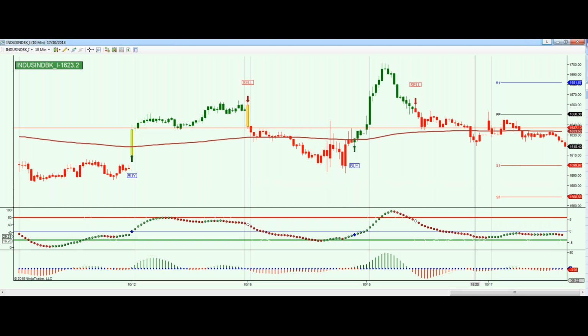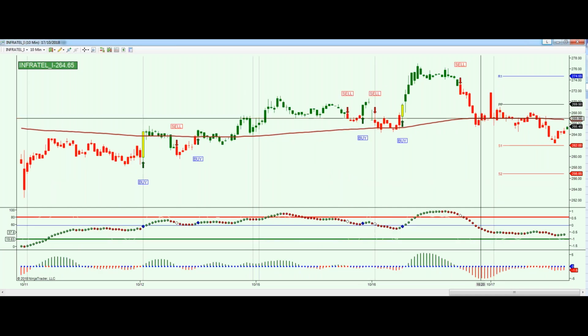Infratel, I had a sell call. It gave a very good profit. 264.90 was my entry, and it made a low of 262.50. So you always book your profit slightly above the S1 level. As soon as you enter into a particular trade, just let me know at what price you have entered. I can tell you the stop loss and the target for that particular script instead of giving for all the scripts. That way it becomes easier also.